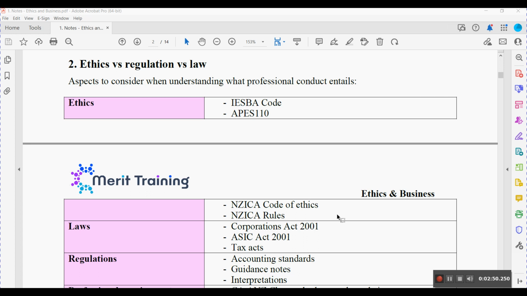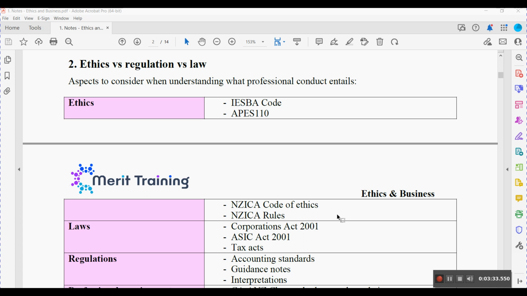APES 110 sets out the fundamental ethical principles for professional accountants in Australia, including integrity, objectivity, professional competence and due care, confidentiality and professional behavior, which we'll talk about later. This code applies to members of professional accounting bodies in Australia, including CPA Australia, CA ANZ, and also the Institute of Public Accountants, which is the other one. It also applies to accounting firms and their employees. Compliance with APES 110 is mandatory for all professional accountants in Australia.